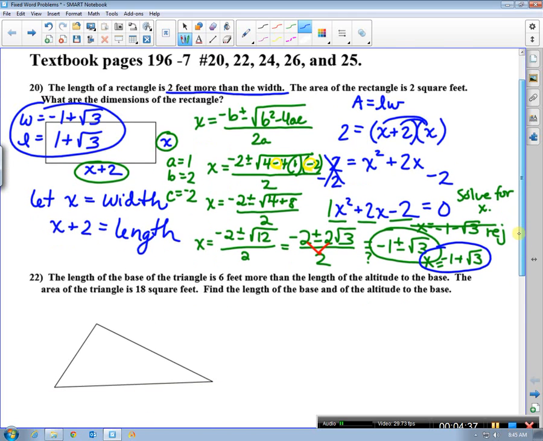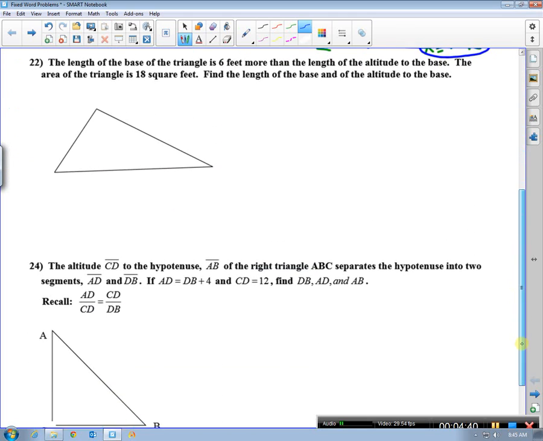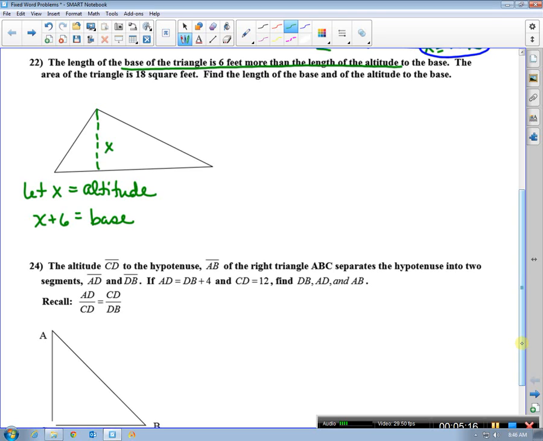Second example. It says the length of the base of a triangle is 6 feet more than the length of the altitude to the base. So we're going to let x equal the altitude, and therefore the base is 6 feet more than the altitude. You can draw these in, and the base is down here.